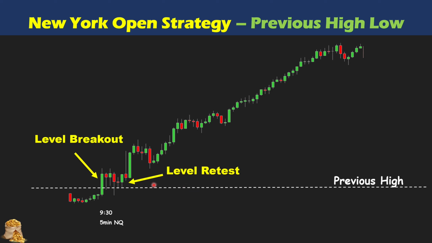And comparing to the previous range and retest, you can see the range retest entry is here, but if you use the previous day high, your entry is here. Definitely you can make more profit.